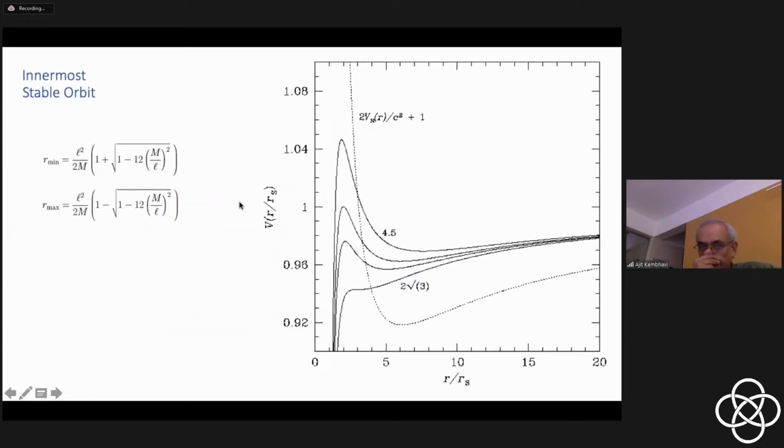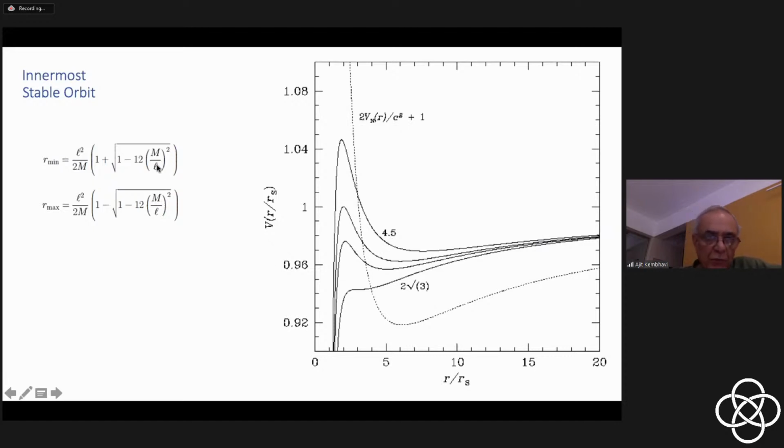Now I'm going to make a very important point from the point of view of observational properties of rotating and non-rotating black holes. And the property is the following. Here again, we have general relativistic orbits, the Schwarzschild orbits. But now instead of showing you just one, the dotted one is the Newtonian one for reference. And these correspond to different values of the angular momentum.